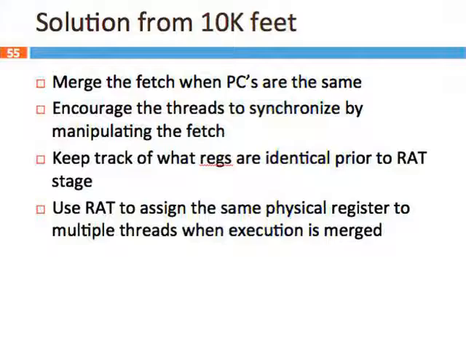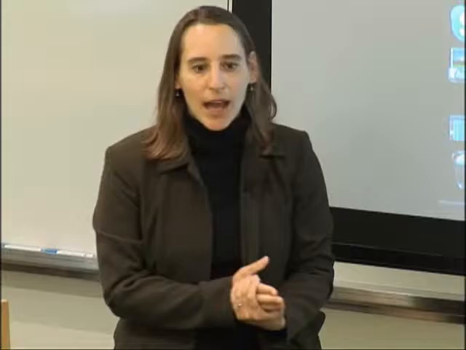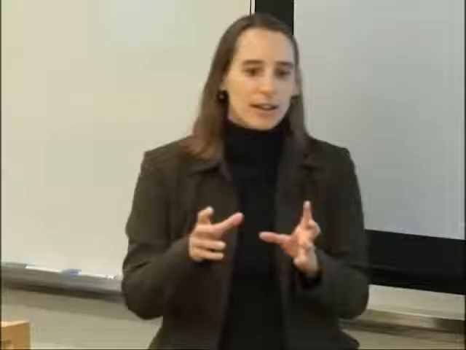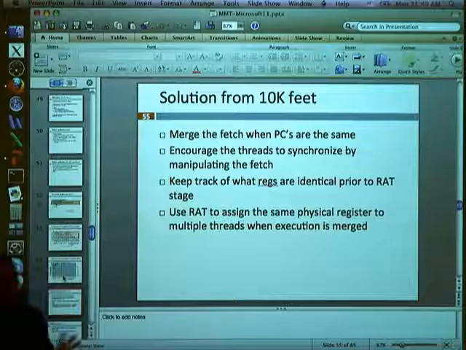So the high-level solution is we want to merge the fetch whenever the PCs are the same, and we want to encourage the PCs to be the same by manipulating the fetch when they've diverged. Okay, fetch priorities. And then in order to do execute identical, we want to keep track somehow of which registers contain the same values, so that when we get to the register alias table stage, if the inputs are identical, we'll give them the same physical register as an output. Then it can be executed once, and everybody uses the same physical register, so we don't have to write it to multiple places. So that's the high-level solution.